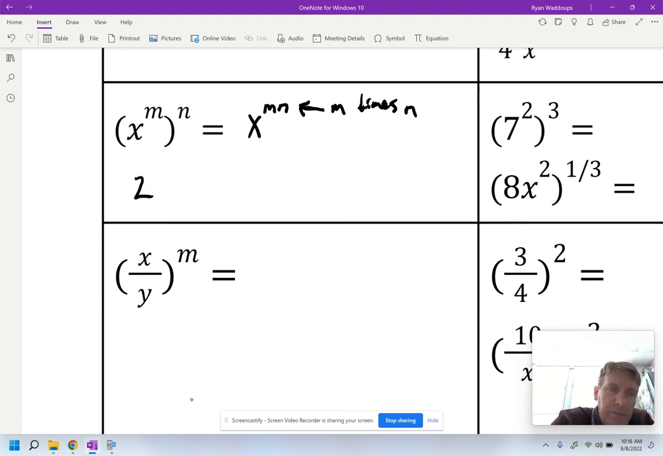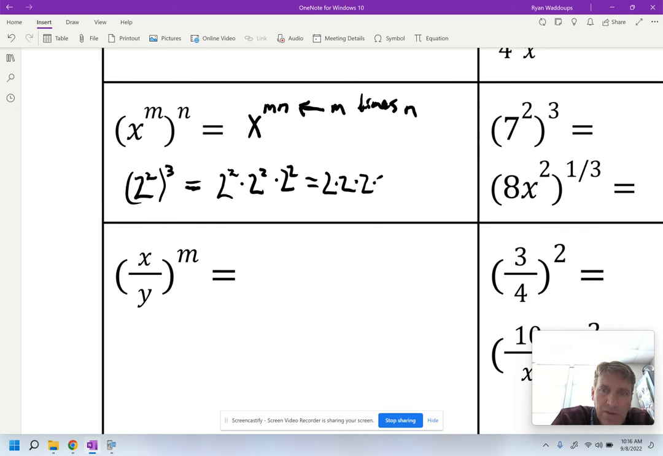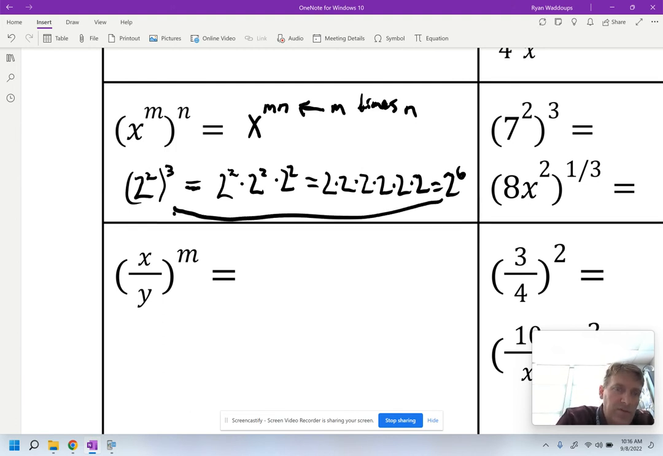Again, if you use a quick example here, if I put 2 squared and raise it to the 3rd power, this power 3 means that what's in the parentheses is multiplied by itself 3 times. So I could rewrite this as 2 squared times 2 squared times 2 squared. And then if I expand those out, each 2 squared is 2 times 2. So I've got 2 times 2 times 2 times 2 times 2 times 2, or 2 to the 6th power, which is the same as what we would get if we just multiplied the 2 times the 3, 2 to the 6th power. And that's when you have a power of a power.